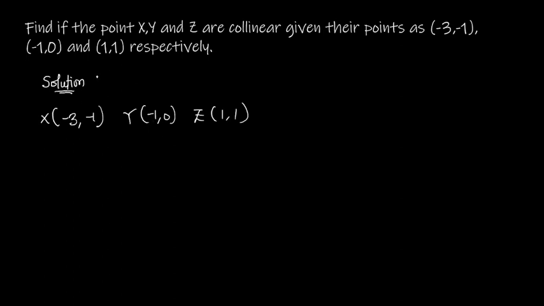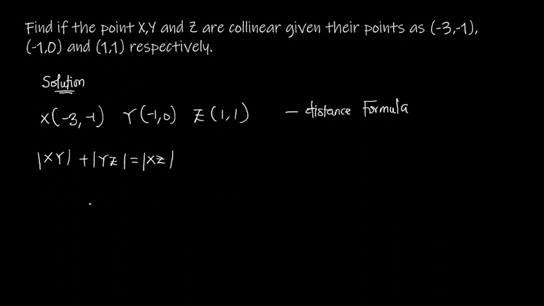Now we were asked to find if the points X, Y, and Z are collinear. Now because we are using the distance formula, it means that if the points X, Y, and Z are collinear, then the distance of XY plus the distance of YZ should be equal to the distance XZ. So it means the distance from the point X to Y and the distance from the point Y to Z should be equal to the distance from X to Z.